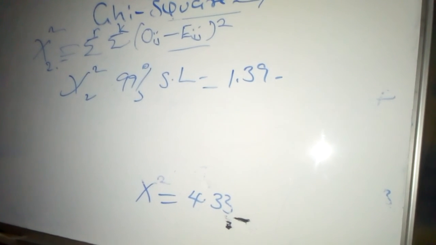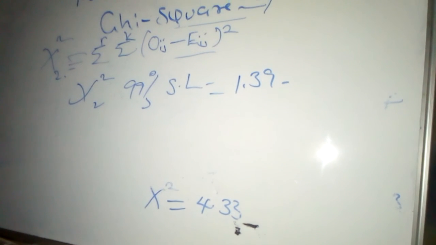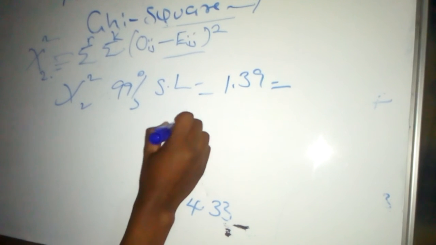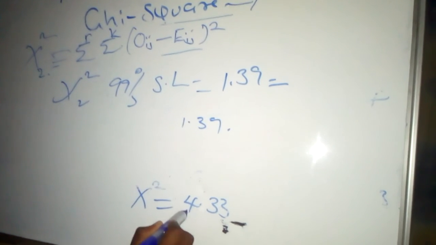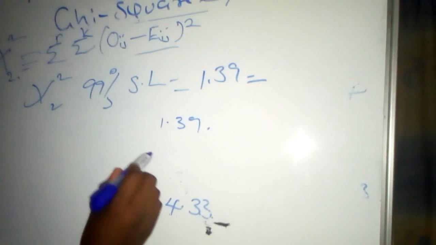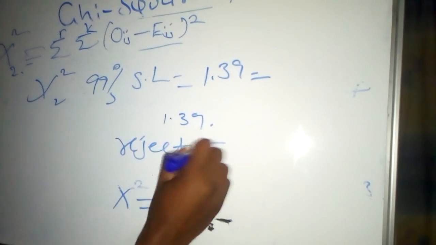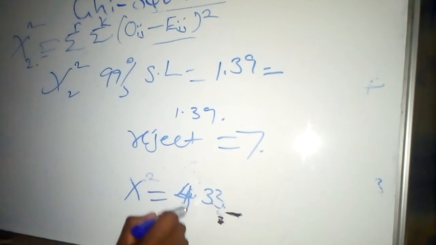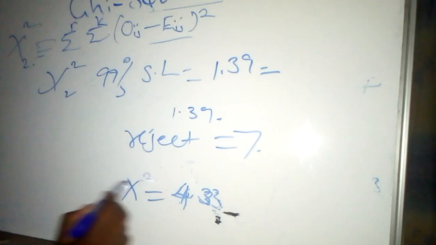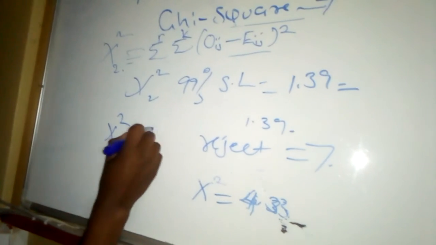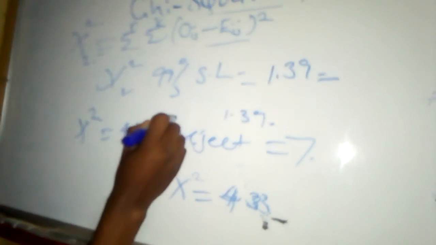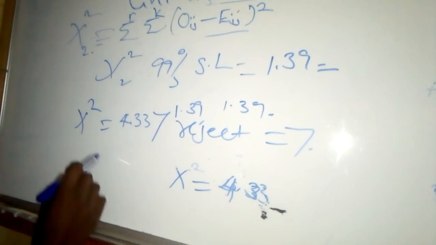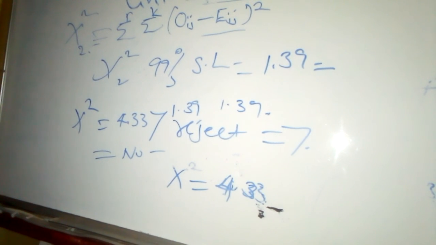So when do we reject a null hypothesis when doing a chi-square test? Now that our tabulated value from my table is 1.39, while my calculated one is 4.33, at this level I reject my null hypothesis because this one is greater than this one. What do I mean? My calculated chi-square, which is 4.33, is strictly greater than 1.39, and therefore I reject my claim that there is no difference, and I say there is a difference.